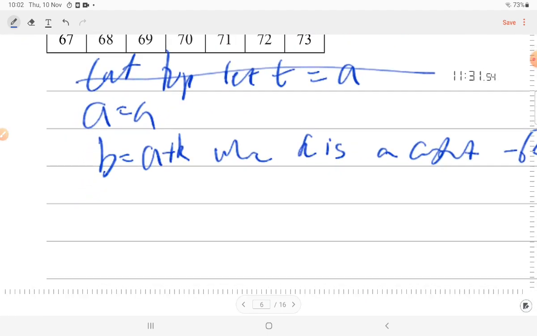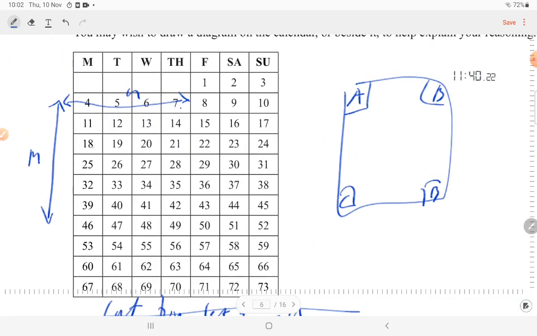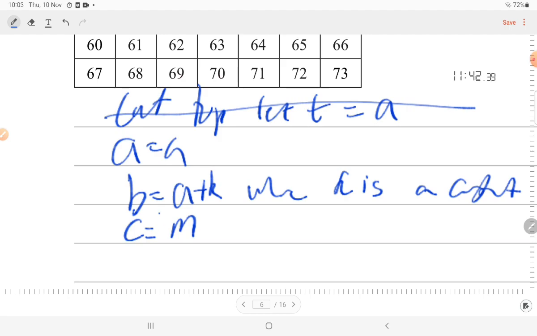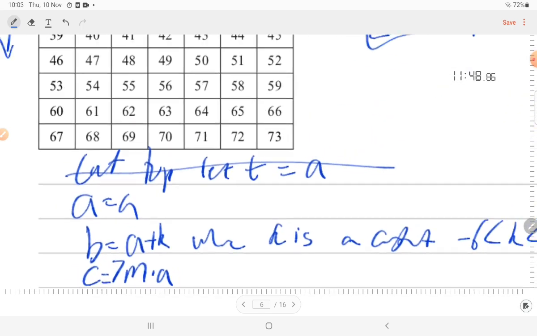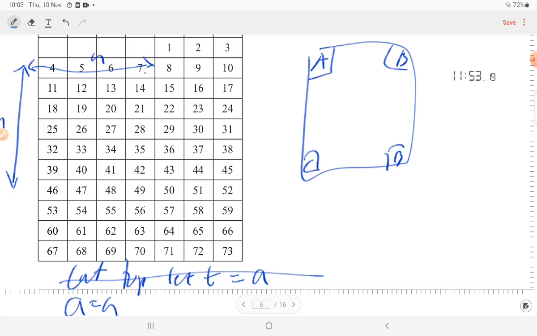C is im. One im, yeah, im is just 7m times a, 7ma, which is equal to force. I mean, yeah, of course, mass times acceleration is equal to force.